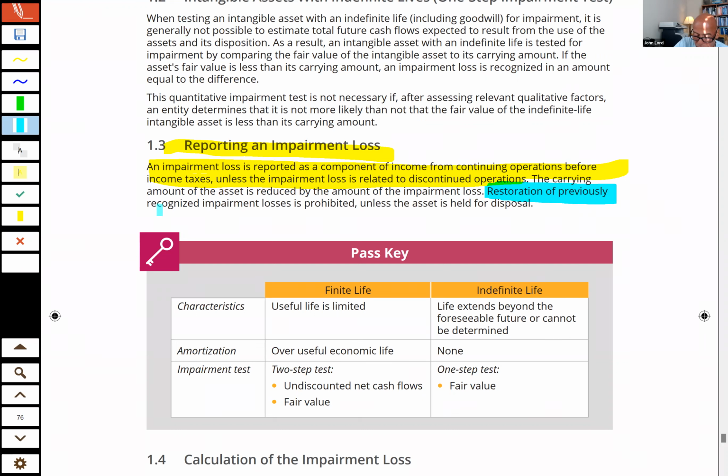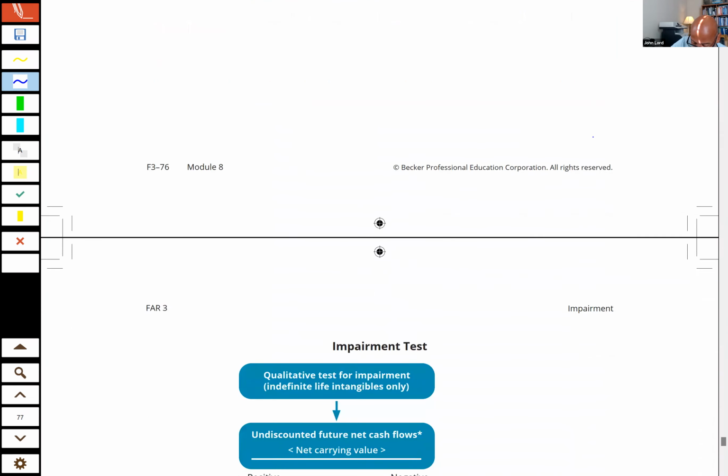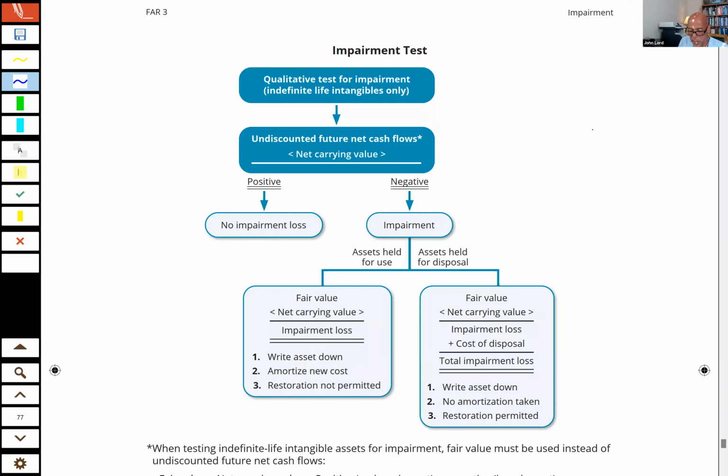Now, notice that restoration of previously recognized impairment losses is prohibited unless the asset is held for disposal. If the asset is held for disposal, you can write it back up, but not in excess of any previously recognized losses. So you take a look, and let's just look at the calculation, okay? And basically, what you will do is you will look at the undiscounted future cash flows.